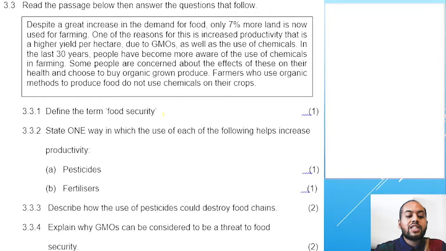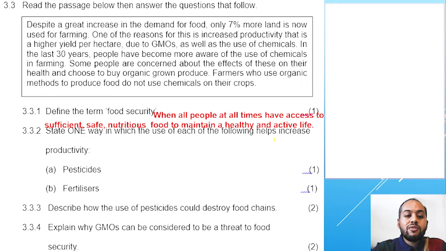3.3.1 says define the term food security. Notice that this question is taken from the subtopic food security, which was touched on in human impact on the environment. If you are asked to define the term food security, it simply means when all people at all times have access to sufficient, safe, nutritious food that maintains a healthy and active lifestyle.